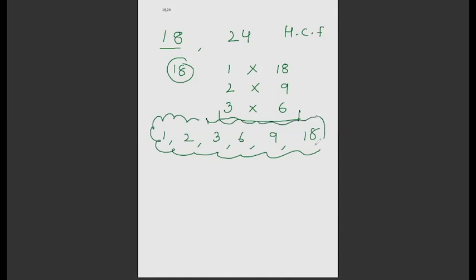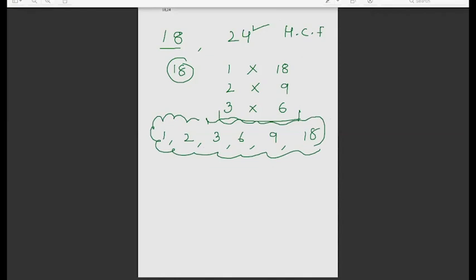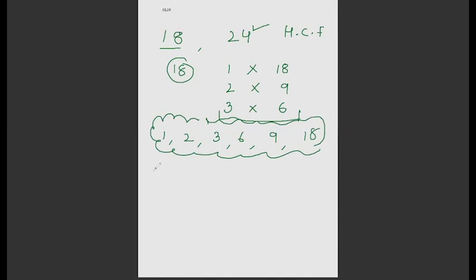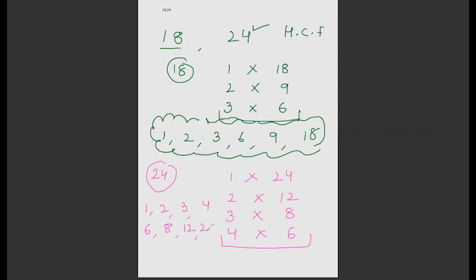Now the next step is we will find the factors of 24. So now we will find the factors of 24. Start with 1 and the number itself, 24. 2 and 12 are the factors of 24. 3 and 8 are the factors of 24. 4 and 6 are the factors of 24. So we will write 1, 2, 3, 4, 6, 8, 12 and 24.